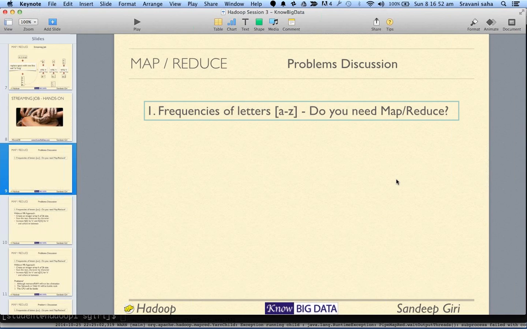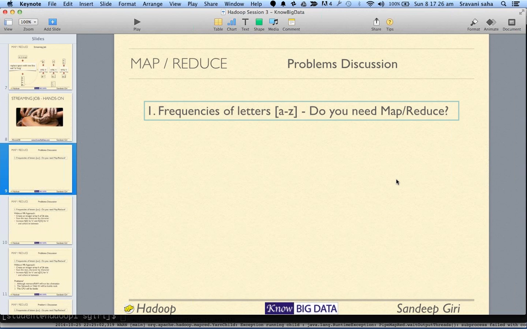The thing is that if you see, at the end of the day you only require 26 variables, right? Or integers, 26 integers: count of a, count of b, count of c, and up to count of z. So we basically require 26 numbers in memory, right? Can we find a way better than MapReduce?